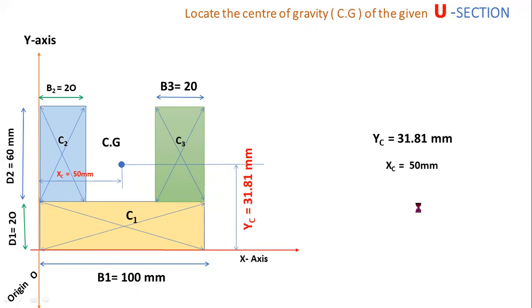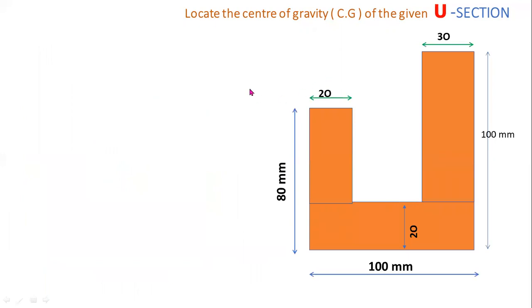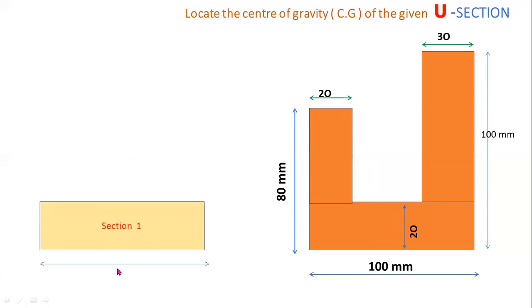Now coming to another problem. Locate the centroid or center of gravity of the given section. The procedure is the same as the previous problem, so repeat the same procedure for this problem. First of all, the given section is split up into 3 rectangles. The first one is the bottom rectangle. B1 is the base, B1 equals 100 mm. Depth D1 equals 20 mm.